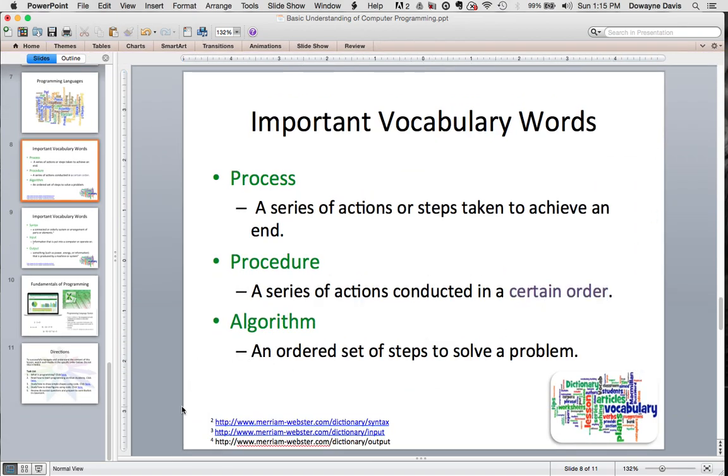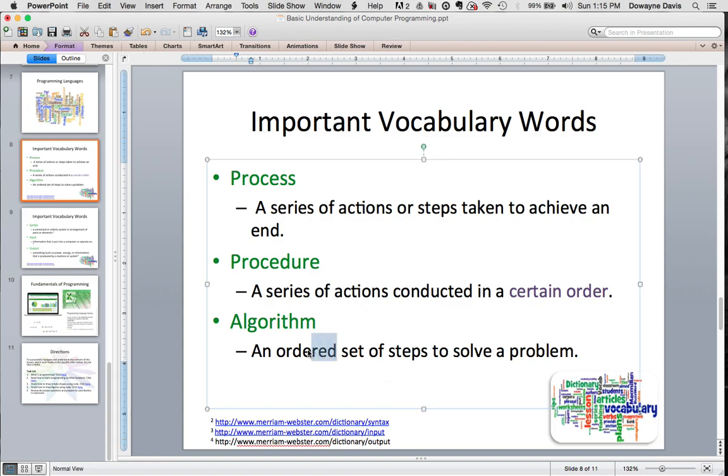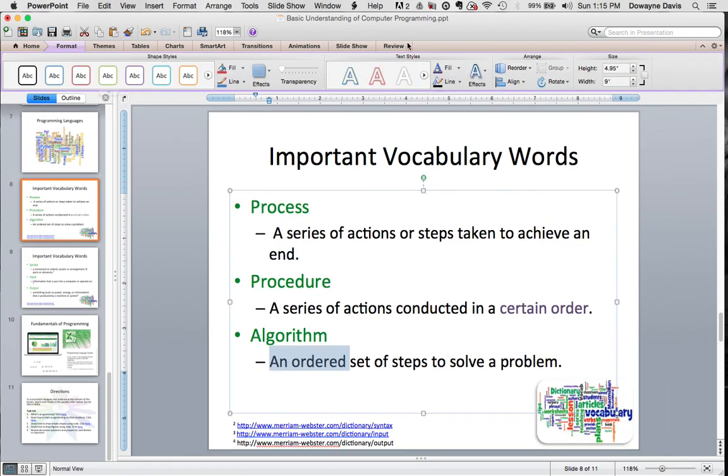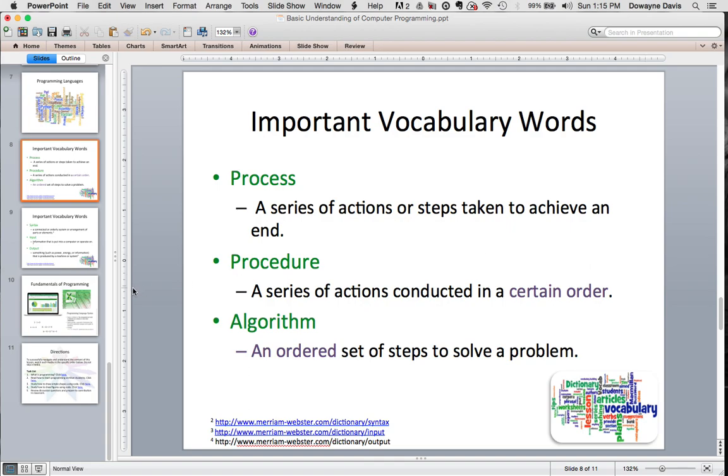Algorithm. We've all heard of Google's algorithms. An algorithm is an ordered set of steps to solve a problem. So here you go with the word order again. And order is very, very important. So I want to highlight that also. Okay. Next, so the first three vocabulary words: process, procedure, and algorithm.